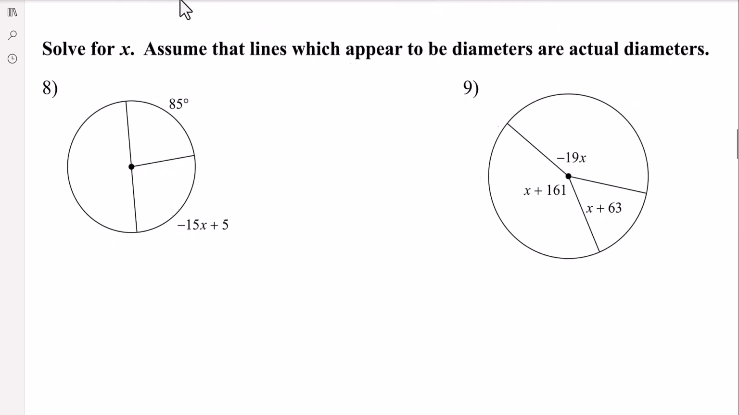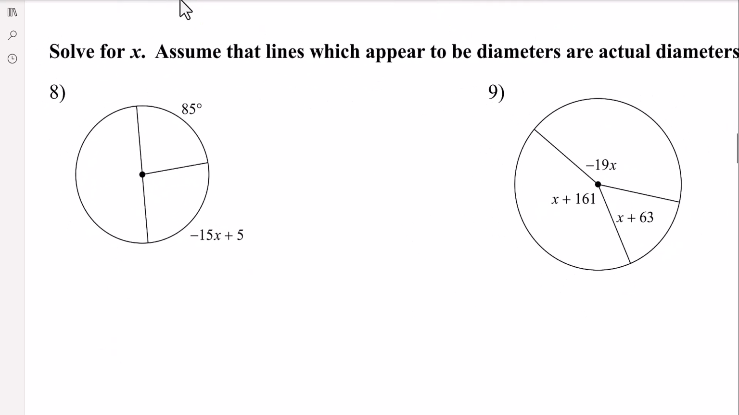So we're going to use this same information. We have assumed that the lines which appear to be diameters are diameters. So this is a diameter right here. So we know this entire thing is equal to 180 degrees. And then 180 degrees times pi over 180 degrees, that entire arc is pi. But we have to find the value for x, so we're going to go ahead and use degrees.